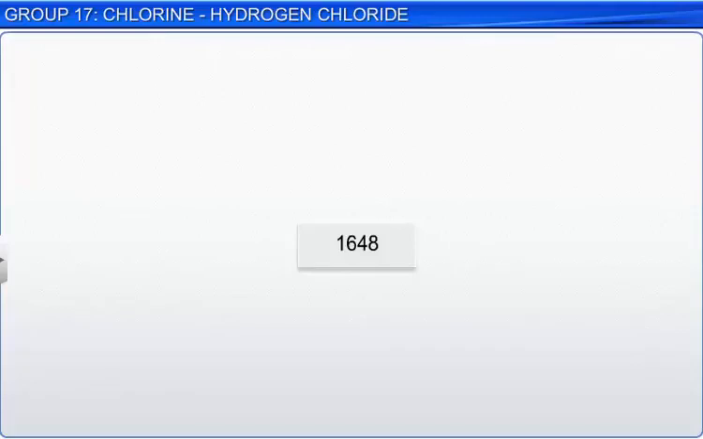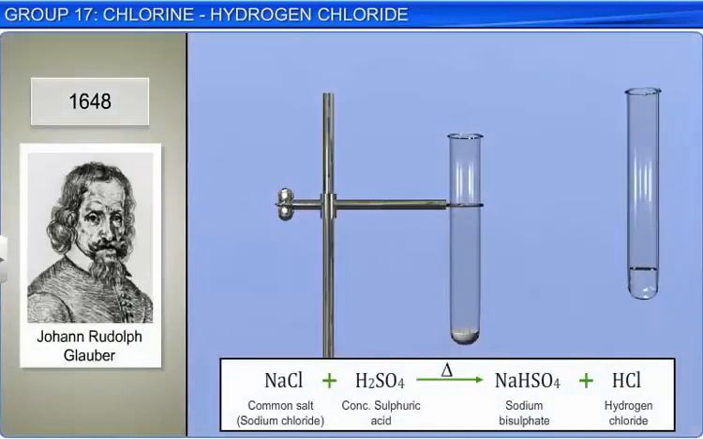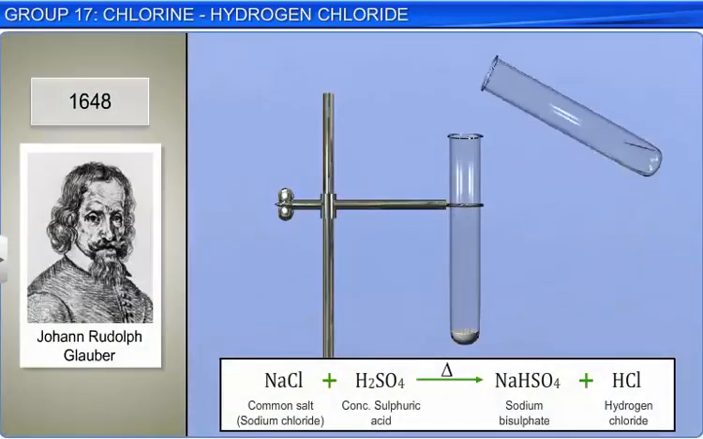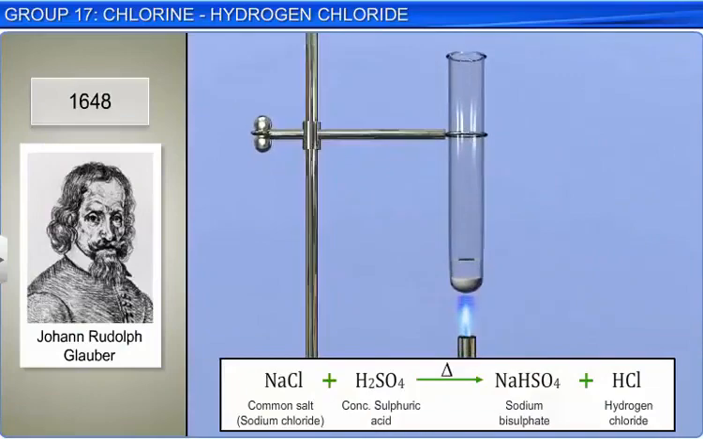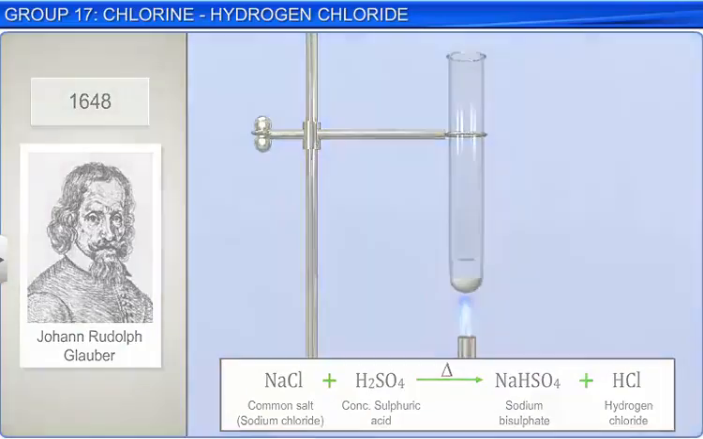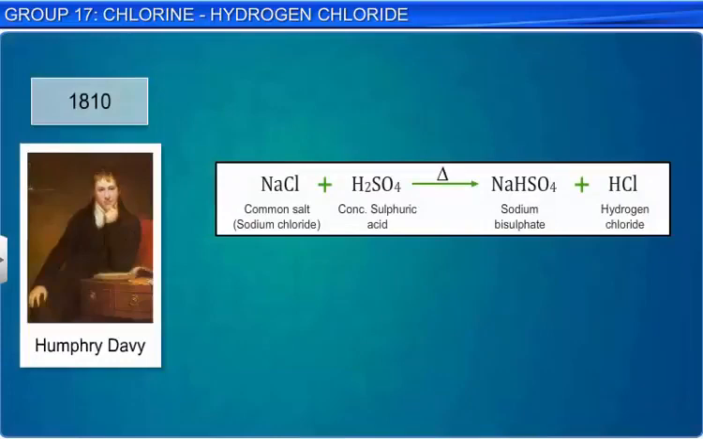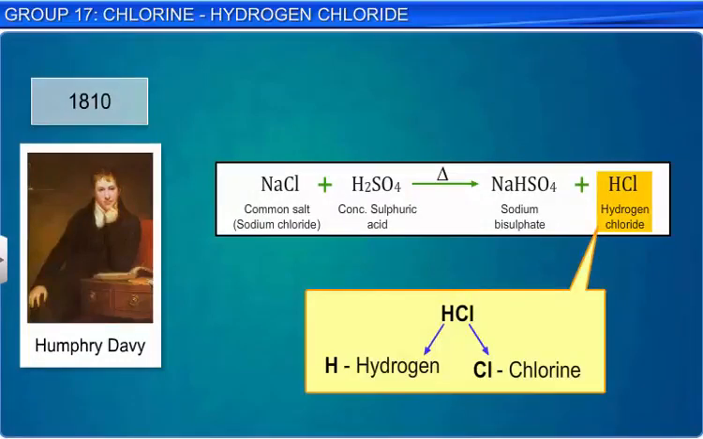In 1648, Glauber became the first to prepare hydrogen chloride by heating a mixture of common salt and concentrated sulfuric acid. In 1810, Davy showed that it is a compound of hydrogen and chlorine.